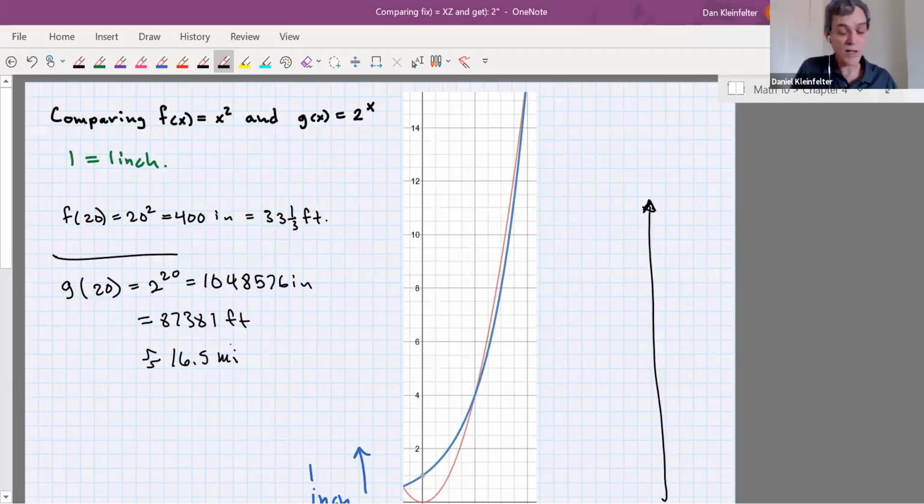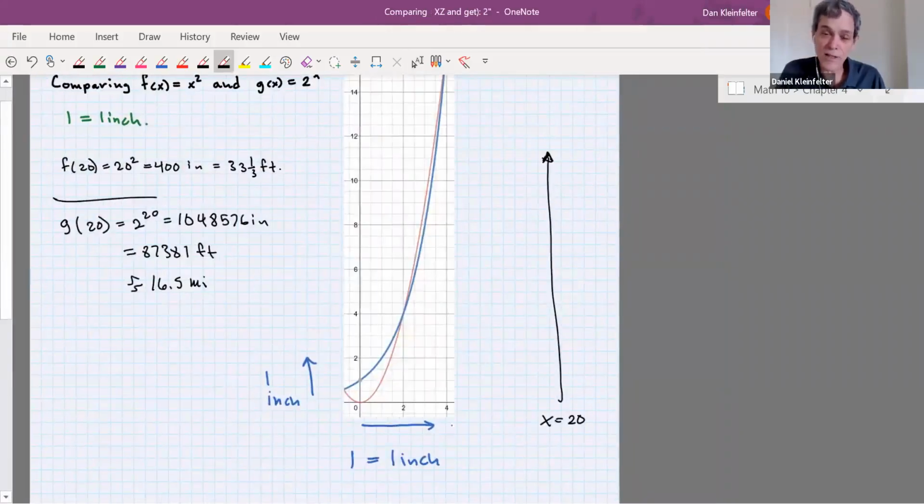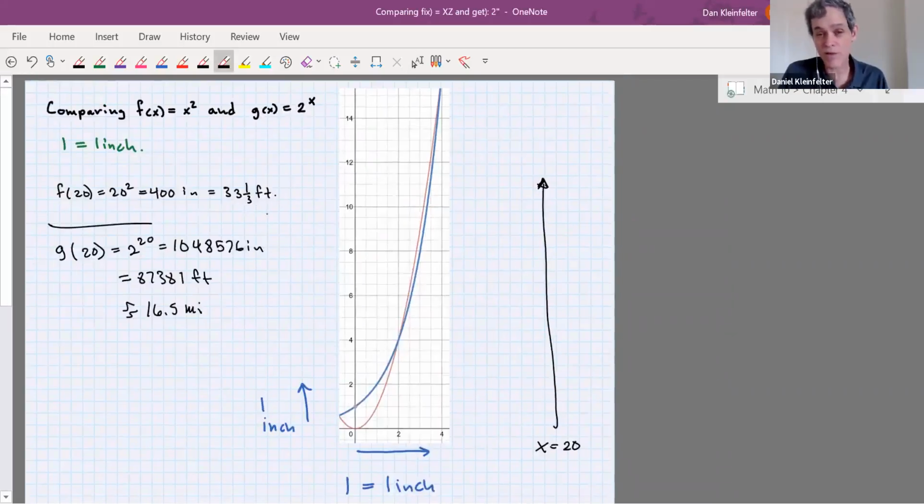All right, so that's interesting, I think. Just a little movement, 20 inches to the right on your poster board to draw this graph. For the x squared graph, you would have to get up on your roof, a little past that, 33 feet up. But for the 2 to the x graph, it's 16 miles. And there's a big difference between 33 feet and 16 miles. So if you think about it, that's huge, right? Just moving to the right by 20 inches, the y change in one is like 33 feet, and the y change in the other is like 16 miles.